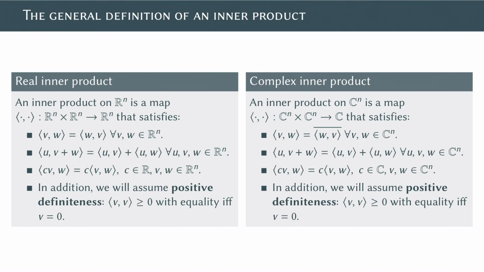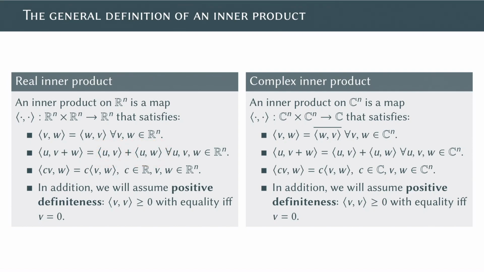It should satisfy the following conditions. When you take the inner product of v and w, it should be the same as the inner product of w and v. In other words, the inner product should be symmetric with respect to the two slots. The second property says when you take the inner product of u comma v plus w, you should get the inner product of u v plus the inner product of u w.